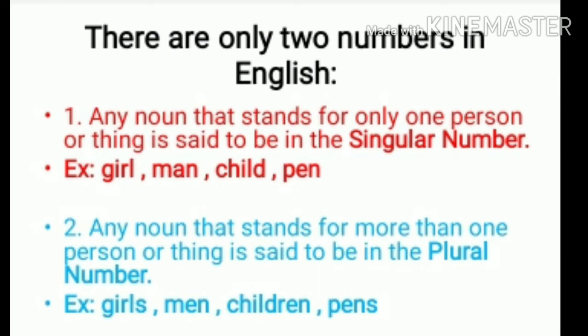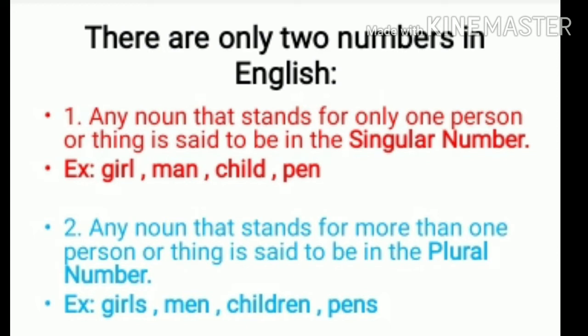There are only two numbers in English. First, singular number, and the second type is plural number. So, what is a singular number? Any noun that stands for only one person or thing is said to be in the singular number. For example, girl, one girl, man, child, and pen.